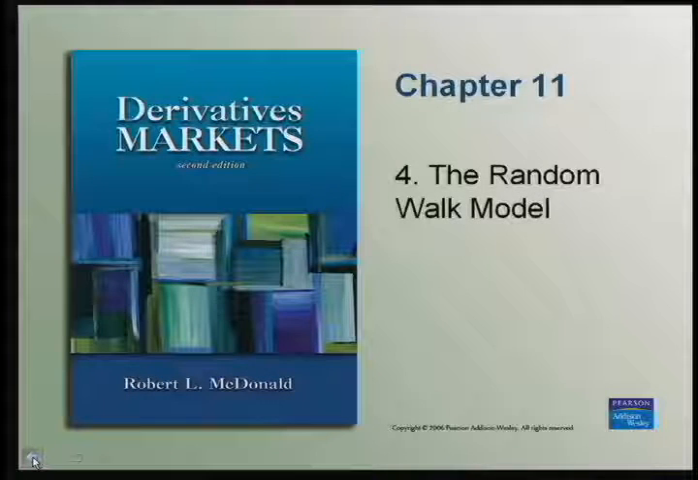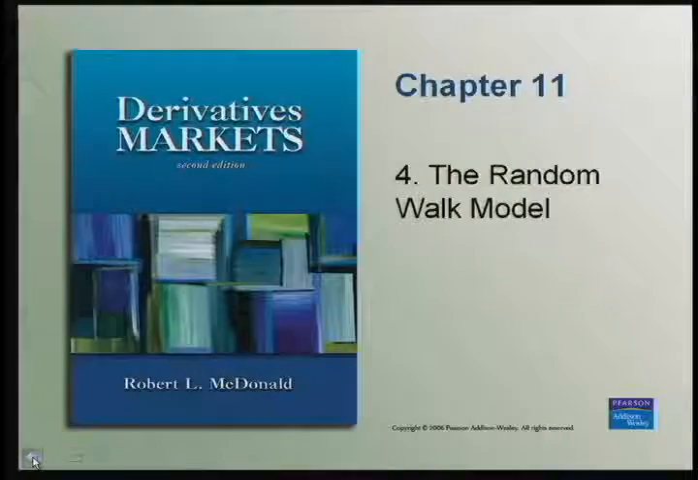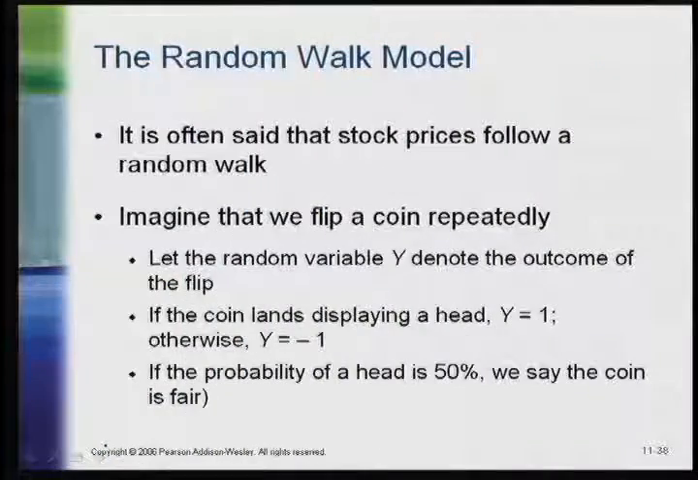In Module 4 of Chapter 11, we're now going to look at the beginnings of the random walk model. This is the model which underlies the stock price movements which, in essence, underlie the assumptions of the binomial lattice. It's often said that stock prices follow a random walk. And what's a random walk?